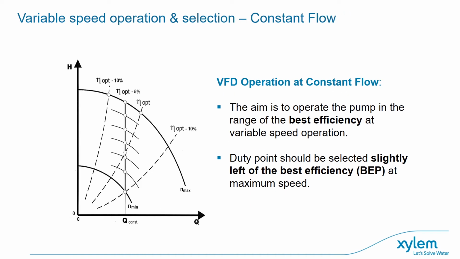If we look at constant flow, then again, you would select the duty point slightly to the left of the best efficiency point. This would then give you an operating window where, dependent on the pressure, that would be where the savings are to be had. So although the flow remains constant, the pump will increase and decrease according to the requirements and the losses in the system at that given time.